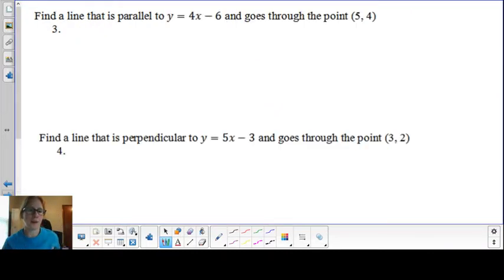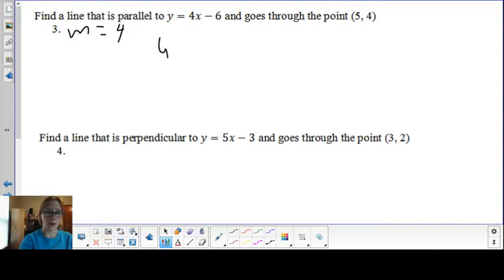Find a line that is parallel to y is equal to 4x minus 6 and goes through the point 5, 4. So parallel is same slope, and it's already in slope-intercept form for me, which means I don't have to manipulate anything, so my slope in the equation I'm given is 4.